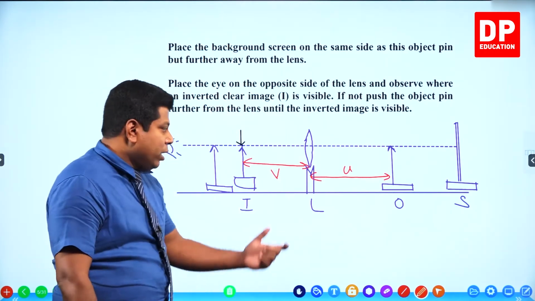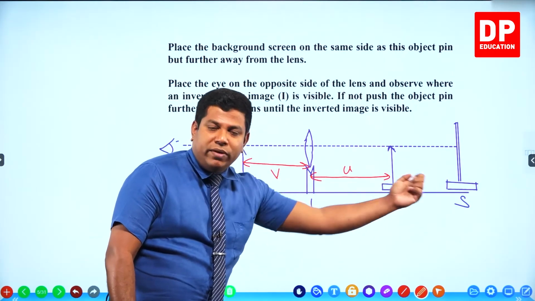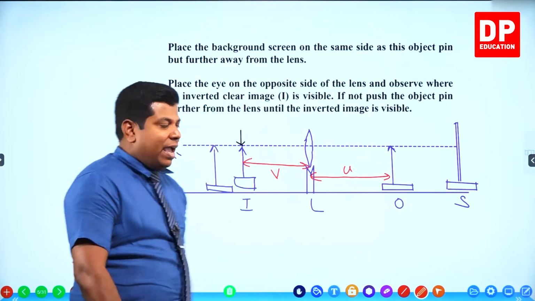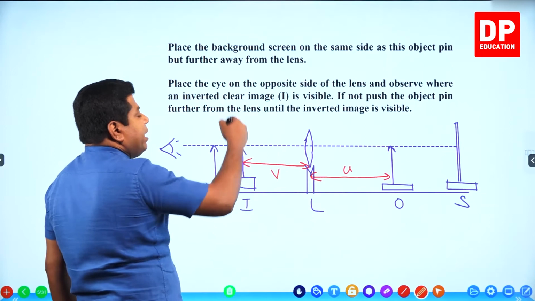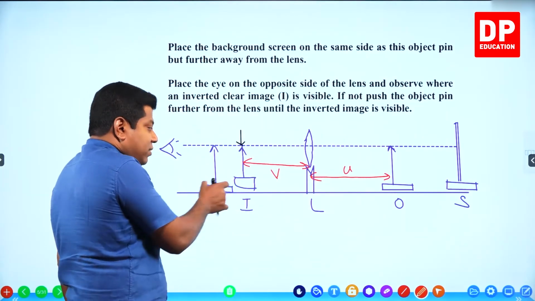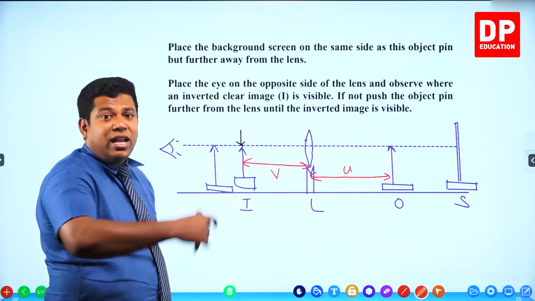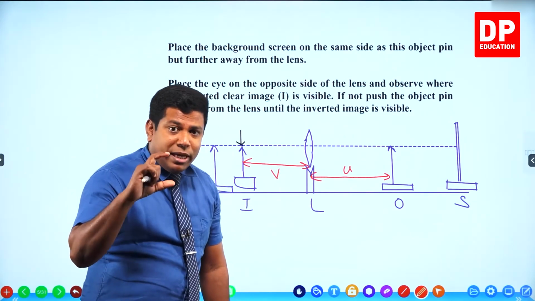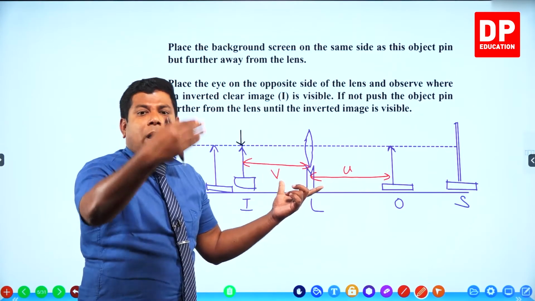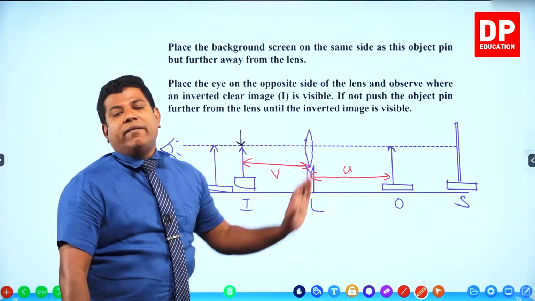Now what you will do is shift this pin, move it further away from the lens, right? Change U appropriately. Every time you shift the U, the image's position also is going to change. Accordingly, you change the location of the pin that you use to find the position of the image, so that you can find the V. Then you will get multiple pairs of U and V values.